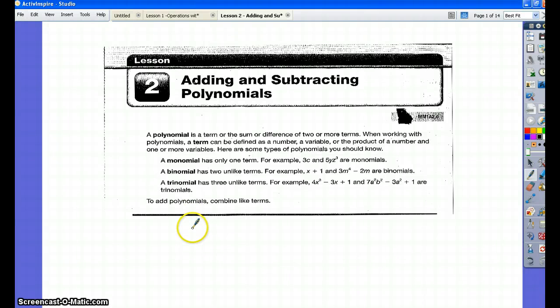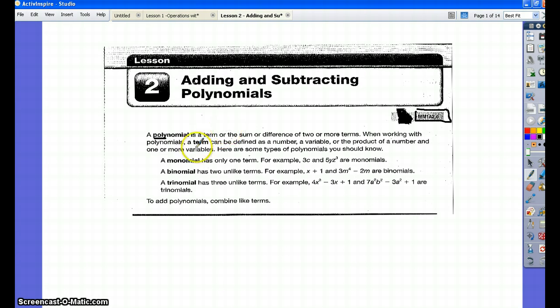Okay, so what you're going to be doing here is adding and subtracting polynomials. MM1A2C is the standard for today. A polynomial is a term or the sum or difference of two or more terms. So poly, you recognize that from like a polytheist believes in two or more gods, multiple.